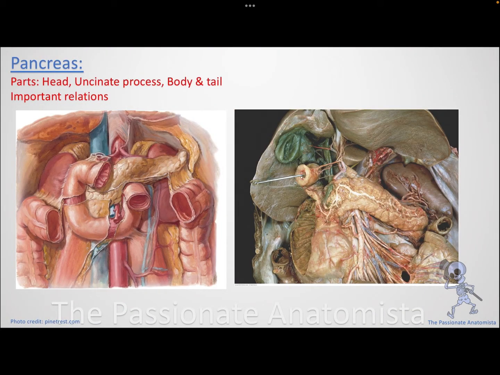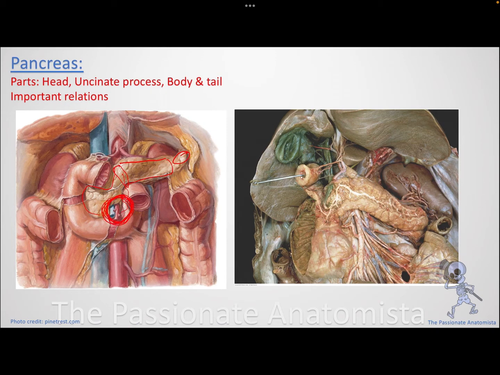So moving on, the pancreas has parts, and these parts are the head, the neck, the body, and the tail. And then there is an uncinate process, which is basically an extension of the head. This is a downward extension.